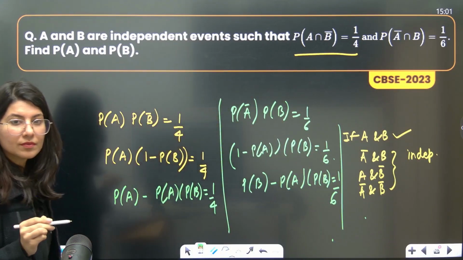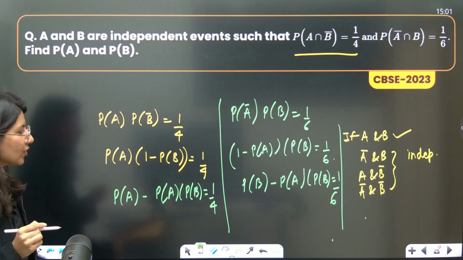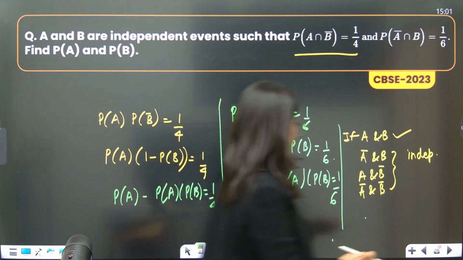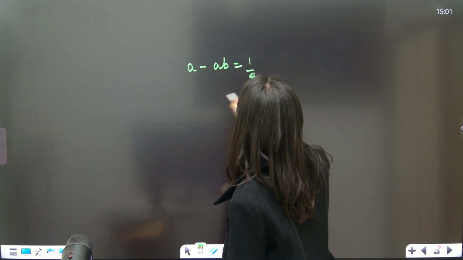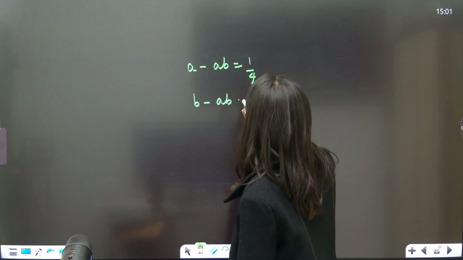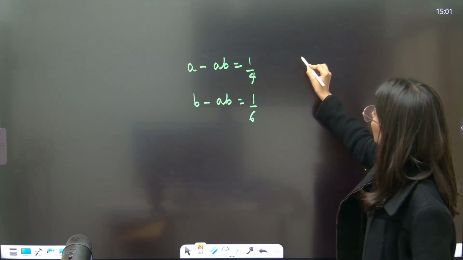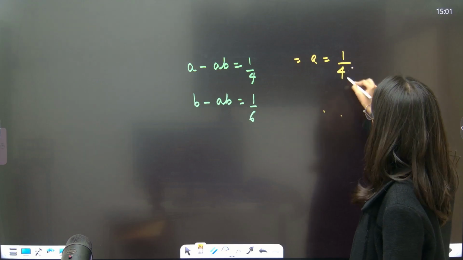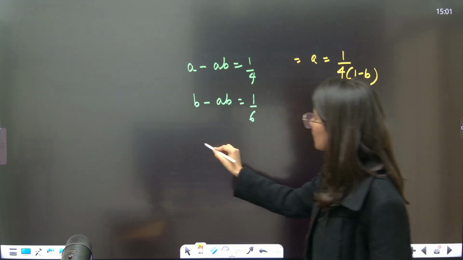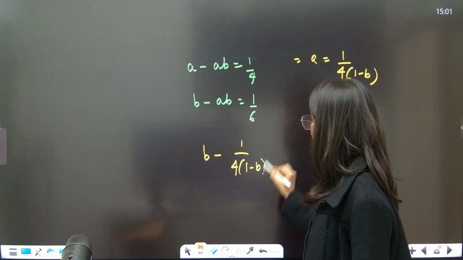Now what to do? Basically 2 equations, 2 unknowns. Correct or not? See, probability of A minus probability of A, probability of B; let us assume this as A minus AB is 1 by 4, and B minus AB is 1 by 6. Okay. So now what you can do is calculate the value of A from here, which is equal to 1 by 4 times 1 minus B. Plug in over here. So B minus 1 upon 4, 1 minus B is equal to 1 by 6.